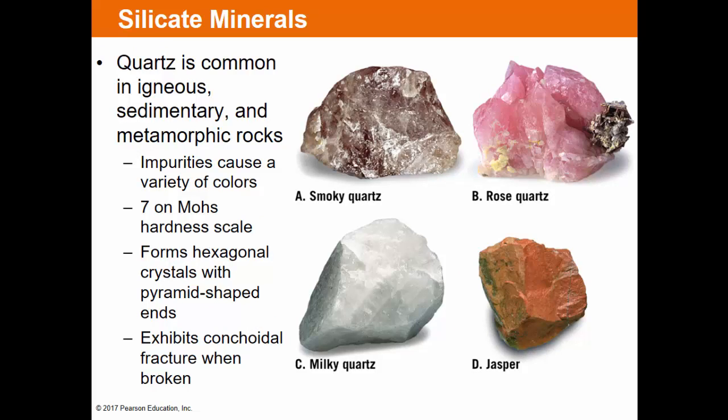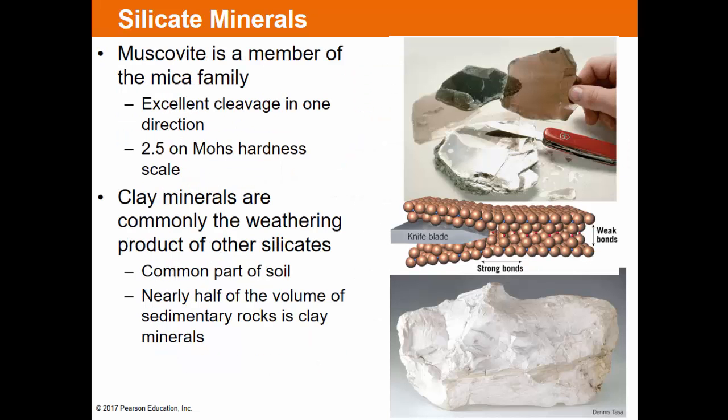Quartz is a silicate material, and of course it is common in igneous rocks, also sedimentary and metamorphic rocks. The impurities cause different varieties of colors. It's a little bit harder. It has hexagonal crystals with pyramid-shaped ends, and if it's broken, it exhibits that conchoidal fracture. It's got that curved, smooth plane if it's broken.